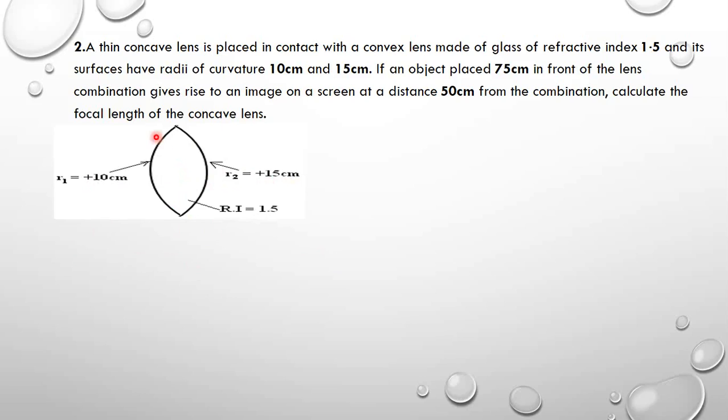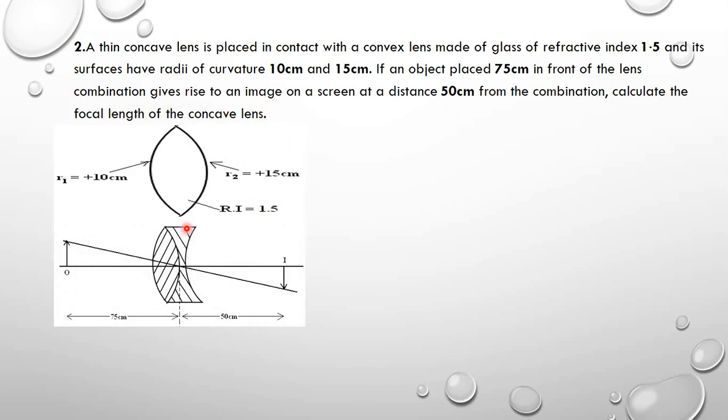Then when you look at the combination, we shall combine this convex with the concave, and we shall put our object at a distance of 75 centimeters, and the image will be at 50 centimeters. So the ray diagram will be looking like this. What we want is the focal length of the concave lens. Now we can use this information to get the focal length of the convex lens. Then we can use this ray diagram. Since we have the object distance and the image distance, we can also get the focal length of the combination.